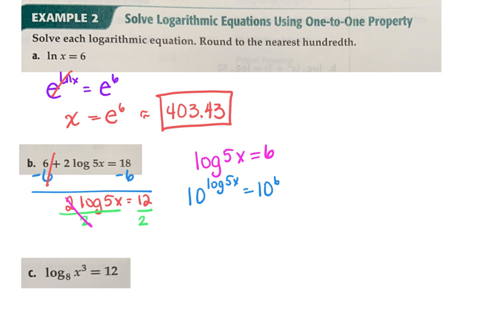On the left-hand side, these will cancel. I have just 5x. Over here, I have 10 to the 6th. Divide both sides by 5. You're going to get x equals 10 to the 6th divided by 5. That is going to be 200,000.